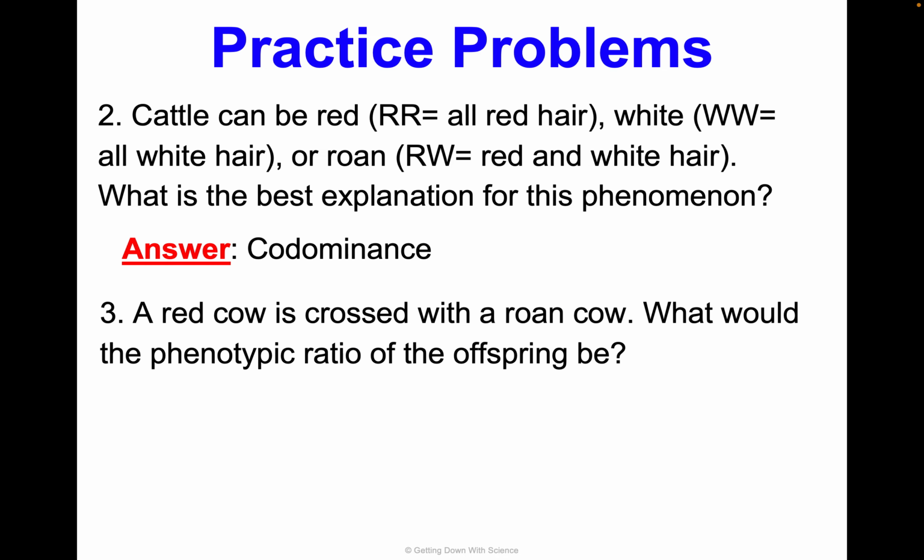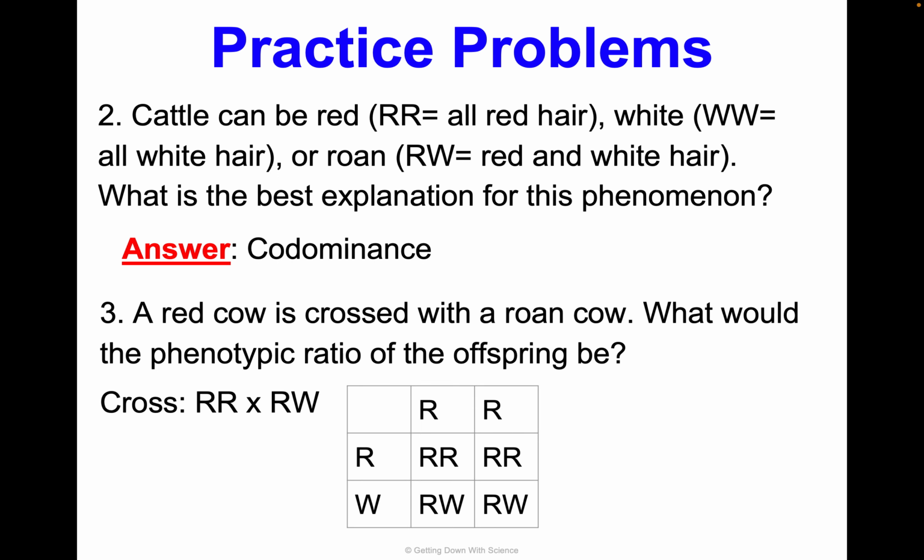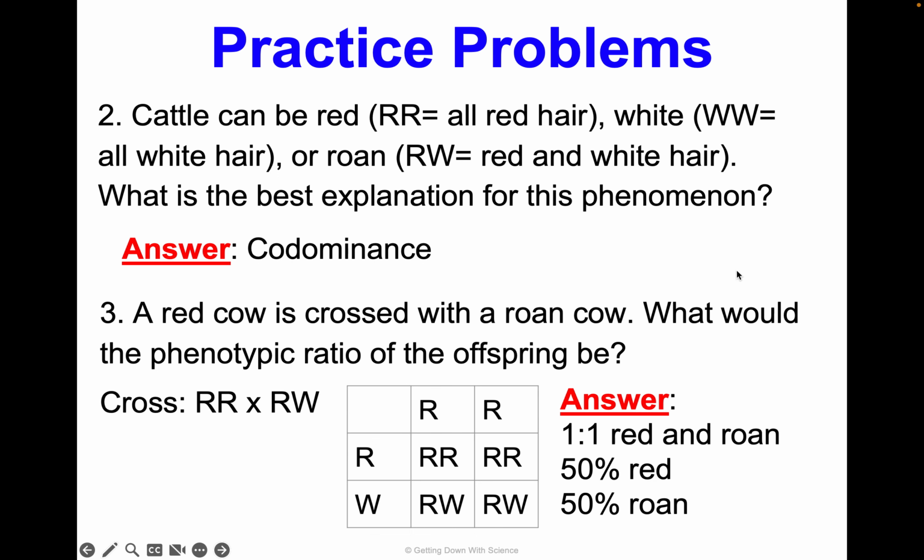Boom. Great. A red cow is crossed with a roan cow. What would the phenotypic ratio of the offspring be? So we would cross our RR, that's our homozygote dominant red hair, and the RW, which is the roan hair. And they organize exactly the same way, right? So we're going to separate the alleles here. We're going to do our test cross, and we find that 1-to-1 ratio between red and roan. That means that 50% are going to be red, 50% are going to be that weird roan combination color.